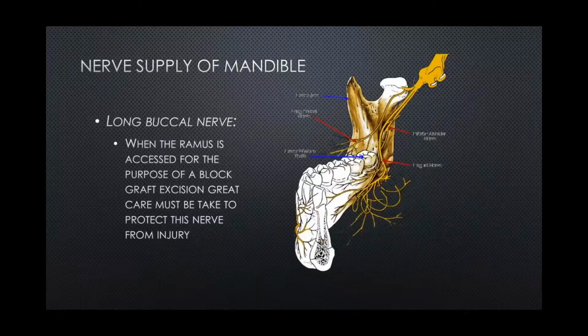And lastly, there is the long buccal nerve, and this is a nerve that really doesn't pertain to us too much. Maybe if we're doing a block graft, but patients don't experience too much sensory deprivation if we do injure this nerve. Okay, so that's our bony anatomy, our arterial anatomy, our venous anatomy, as well as our nerve supply to the maxilla and mandible.